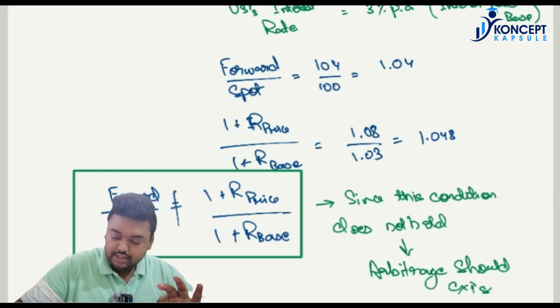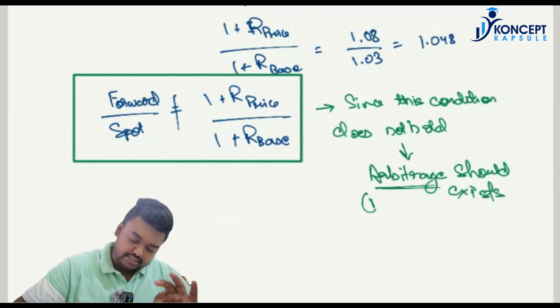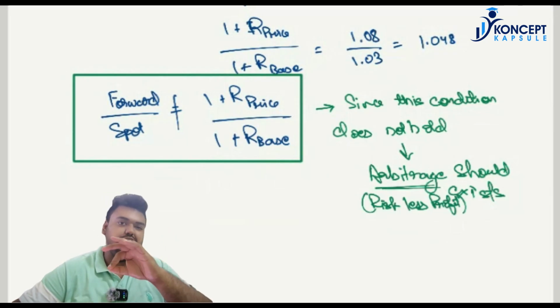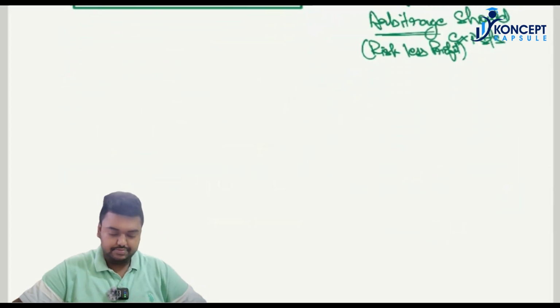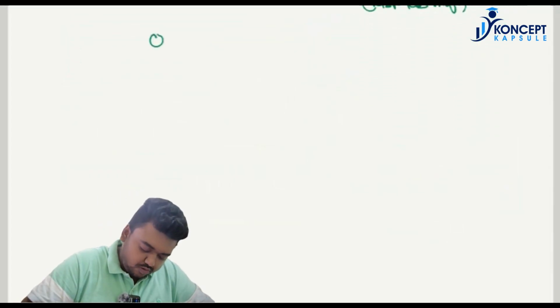Now, what is arbitrage? Arbitrage is nothing but riskless profit. So riskless profit should exist. How will this arbitrage operate? Now we will see the operation of arbitrage.